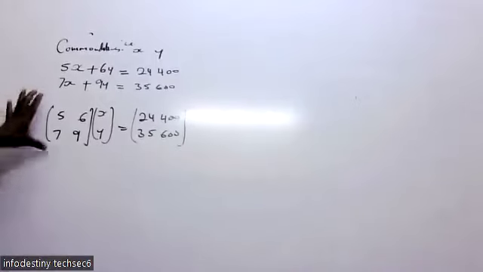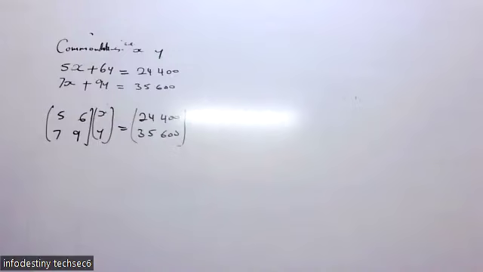Now, that is the matrix. After expressing this particular simultaneous equation in matrix form, next we decide on which method we are going to use. Which method? Let us use the Cramer method first.